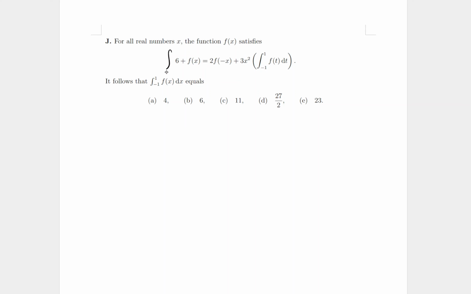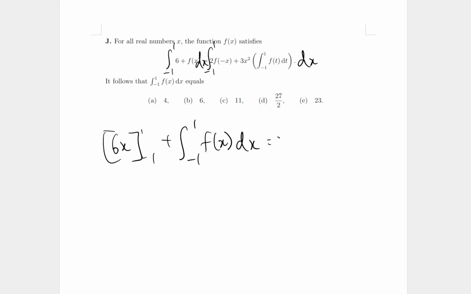Integrate both sides. I want it from -1 to 1. This is what I want. So let's start from 6. 6 becomes 6x, because I'm integrating with respect to x, from 1 to -1. And the next thing is what I want. Yay! So that's f(x) dx. Now, what's the next thing though? Next thing is 2 lots of what I want.